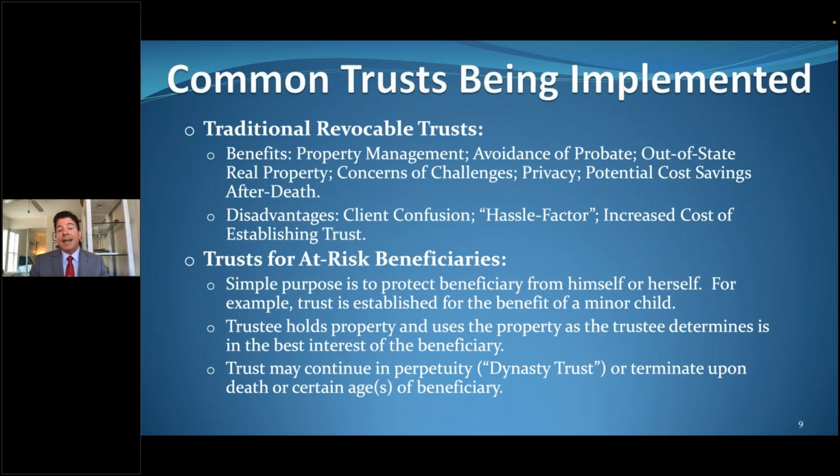Now, we have trusts for at-risk beneficiaries. Maybe there is a beneficiary who is a minor. This is one of the most common trusts. If I'm a parent and I pass away and my child is a minor, I'm going to leave a trust at my death for that person. The trustee uses this property for the best interest of the person. Or this could be a trust that lasts forever, a dynasty trust, or what we might call a bloodline trust, a trust that goes down your family generations and is intended to stay in the family until there's no more money. So these are the common types of trusts that are implemented today, just a few of them.